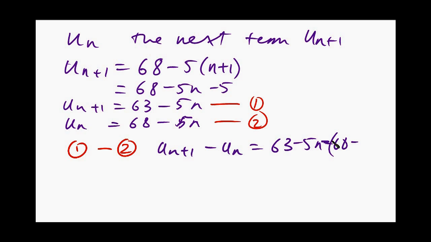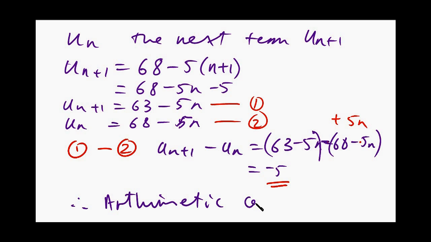Be careful here. So 68 minus 5n. So we've got this term minus that term. 63 minus 68 gives us minus 5. Minus 5n minus 5n. So this is just going to end up being plus 5n here, minus minus. Minus 5n plus 5n, well, that gives us nothing. So we are just left with minus 5. Therefore, as it's independent of any variables, it's always going to be the same constant value. So therefore, arithmetic.